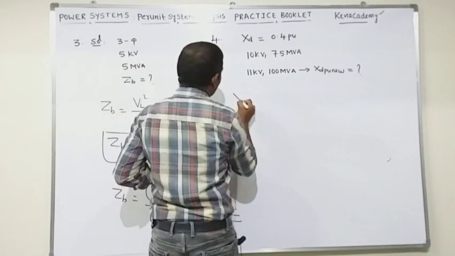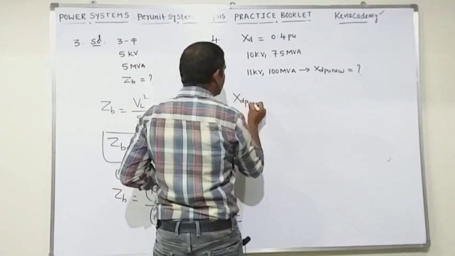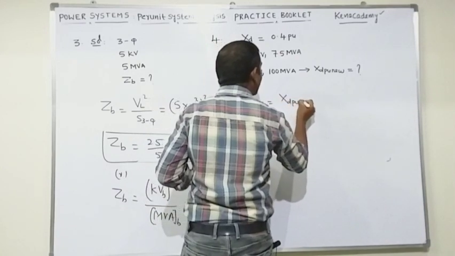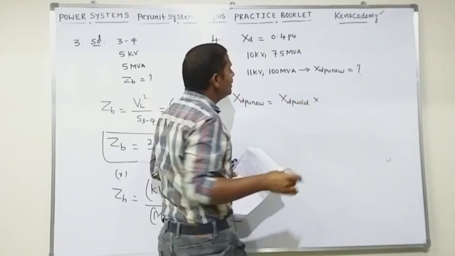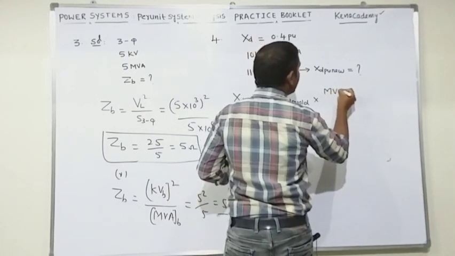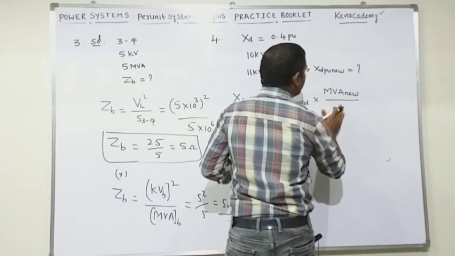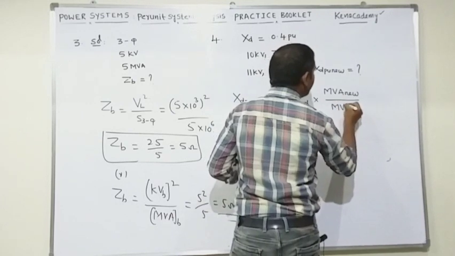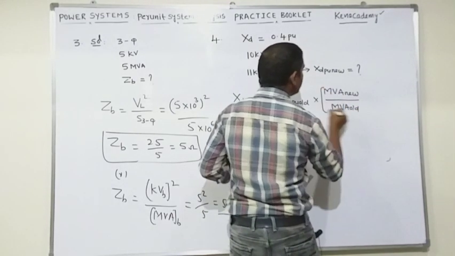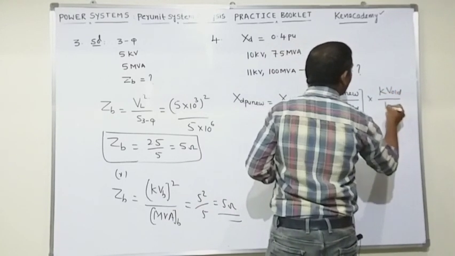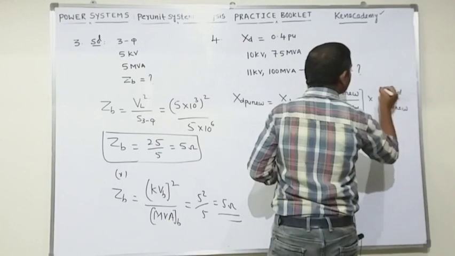Then what is the formula? XD per unit new equal to XD per unit old into MVA new by MVA old into KV old by KV new whole square.